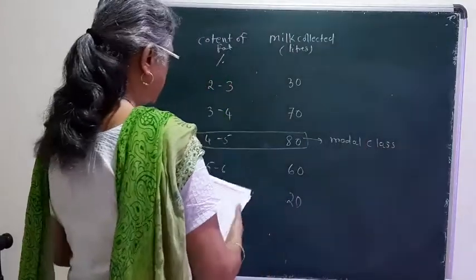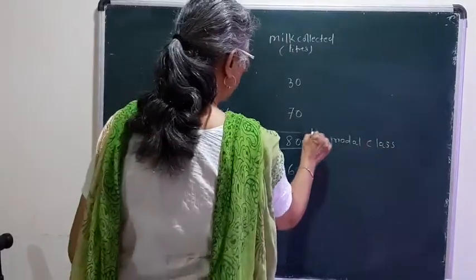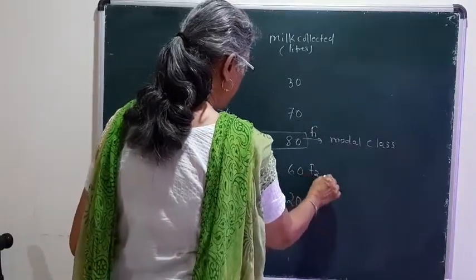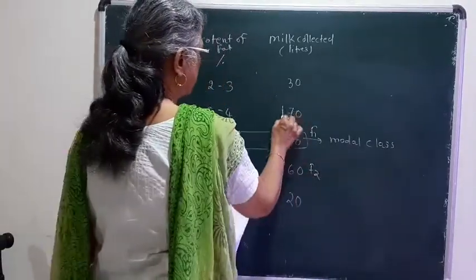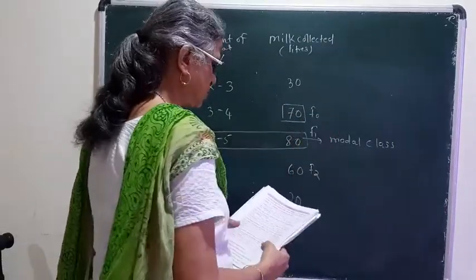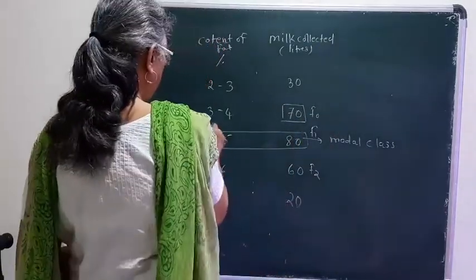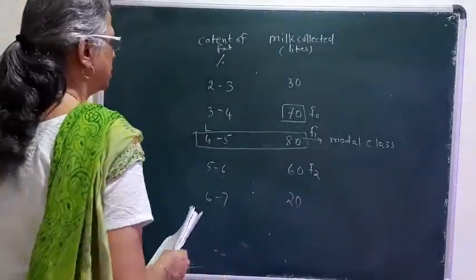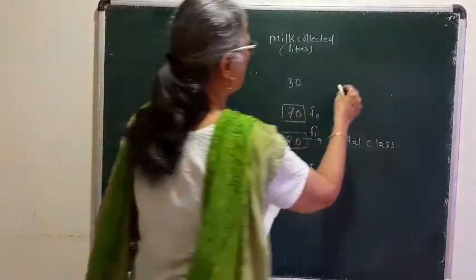The frequency of the modal class you are going to label as F1. Then F2 will be the frequency of succeeding class, and F0 will be the frequency of preceding class, and L will be the lower limit of the modal class. So that is how you first make the marking, and then you can substitute in the formula.